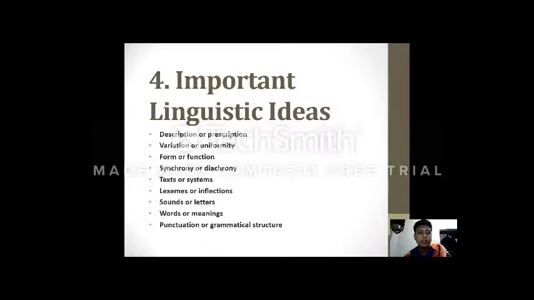The next is word or meaning. As with sounds and letters, words are often confused with their meaning. However, many linguists use italics for the word and quotation marks for the meaning to distinguish the two. For example, fox is a noun, but 'fox' with quotation marks is a mammal.